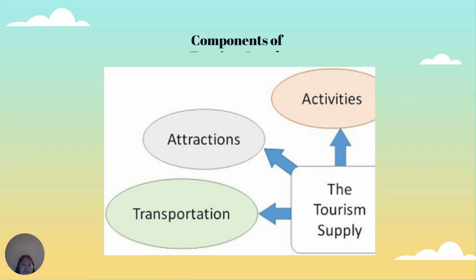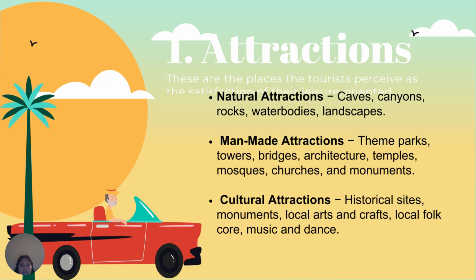As you can see on the components of tourism supply, we have here the different components, and one of those is the activities, attractions, and transportation. With regards to attraction, we have different kinds of attraction. We have the natural attractions, so all the physical features that we have naturally, like for example, the caves, the canyons, the rock, the water bodies, and even the landscape as part of the natural attractions. Then we have also the man-made attractions.